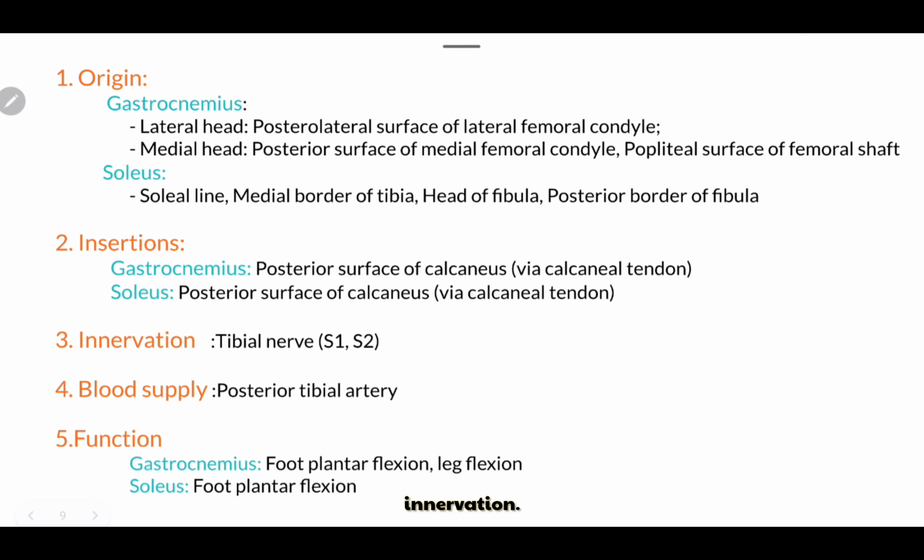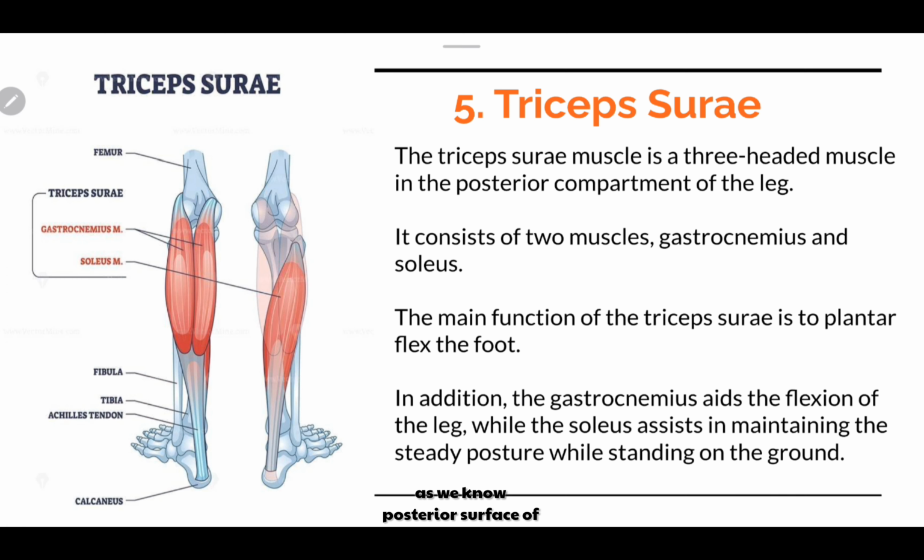Then the innervation. So tibial nerve provides the nerve supply to the gastrocnemius muscle, and blood supply is provided by the posterior tibial artery. Okay. So as you know, the function of gastrocnemius muscle is the plantar flexion of foot. Okay. Now for soleus, it originates from the medial border of tibia, head of fibula, and posterior border of fibula. Okay. So from tibia and fibula altogether it originates, and it is inserted, same as we know, in the posterior surface of calcaneus. So you can see here, it is also inserted in the posterior surface of calcaneus.